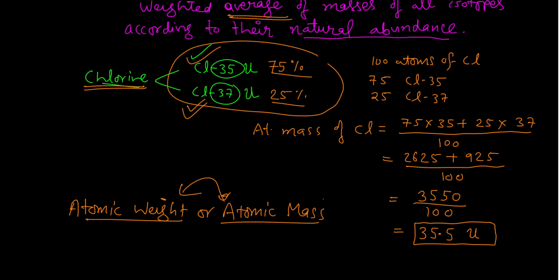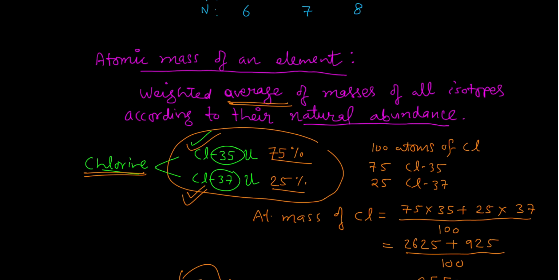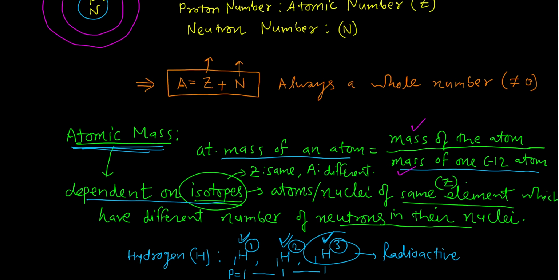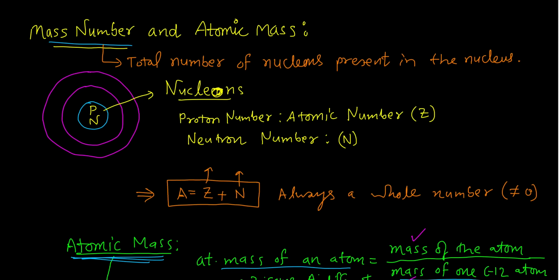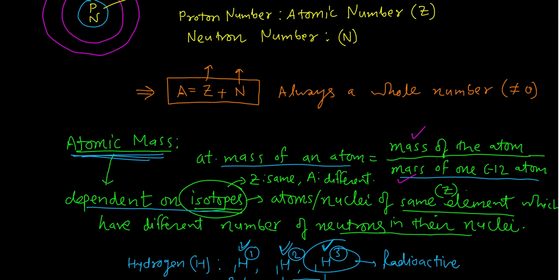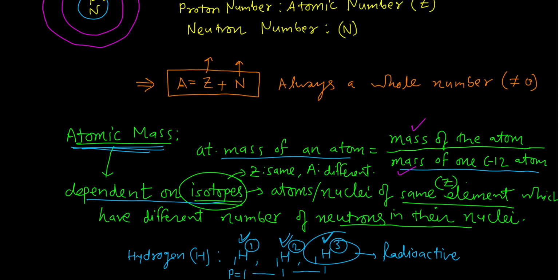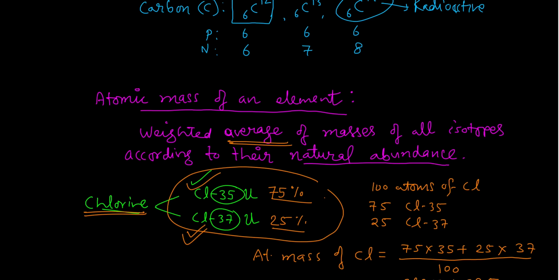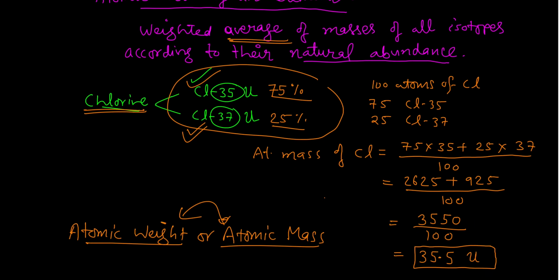I hope you enjoyed this video today and you understood the difference between mass number and atomic mass, what the atomic mass of a single atom is, which is defined relative to one carbon 12 atom, and what the atomic mass of an element is. We defined everything. So I hope you enjoyed this.